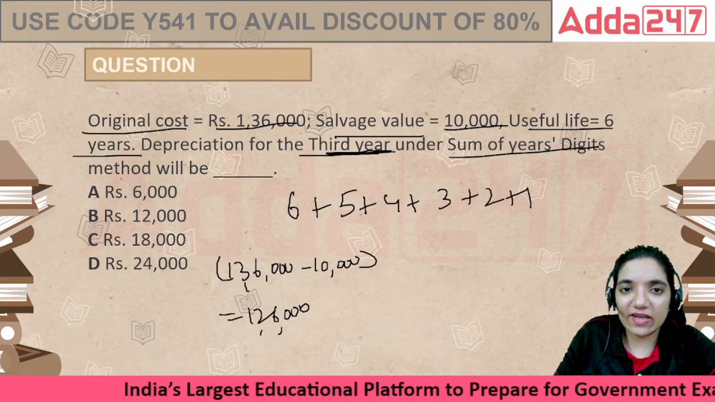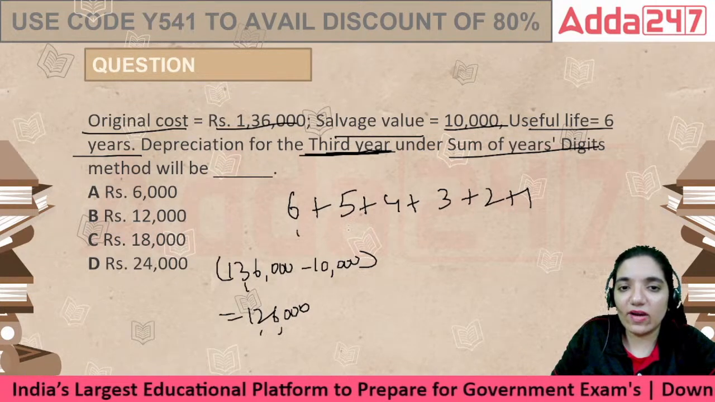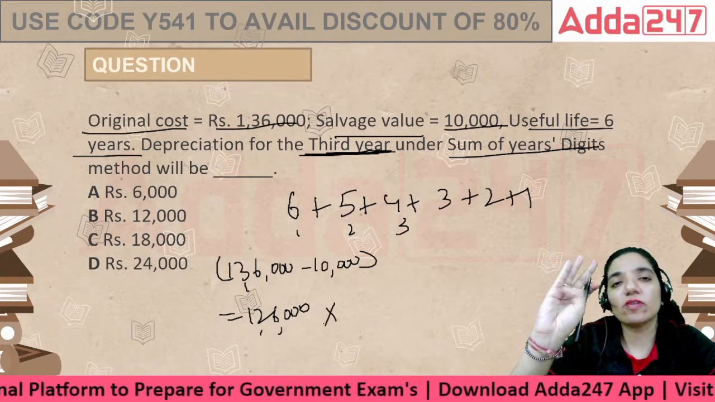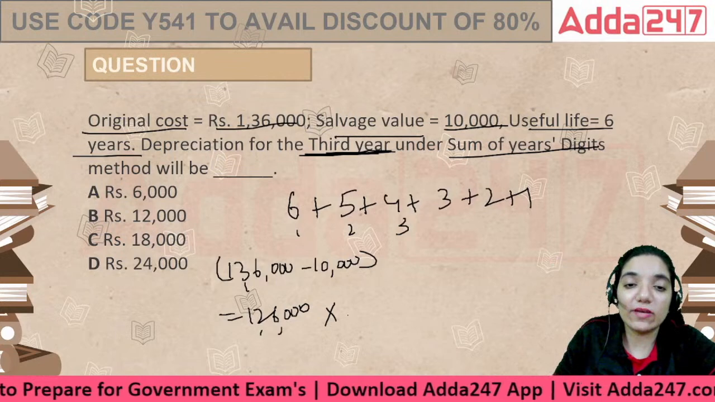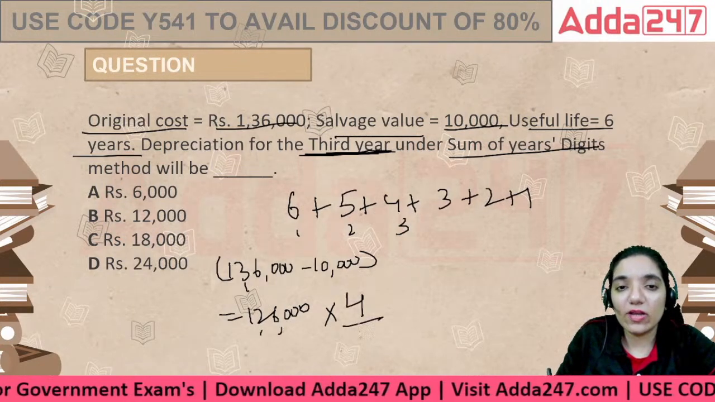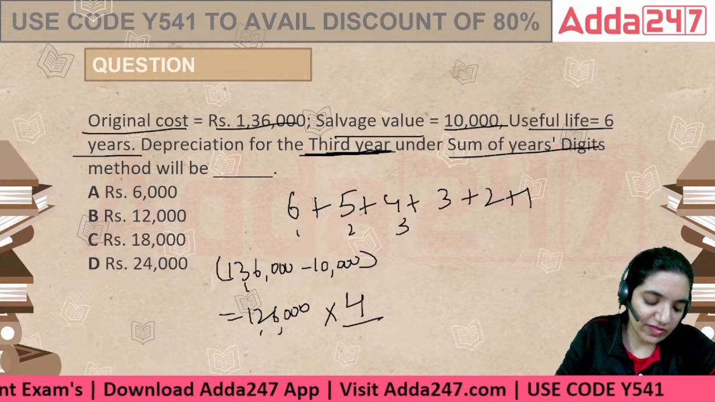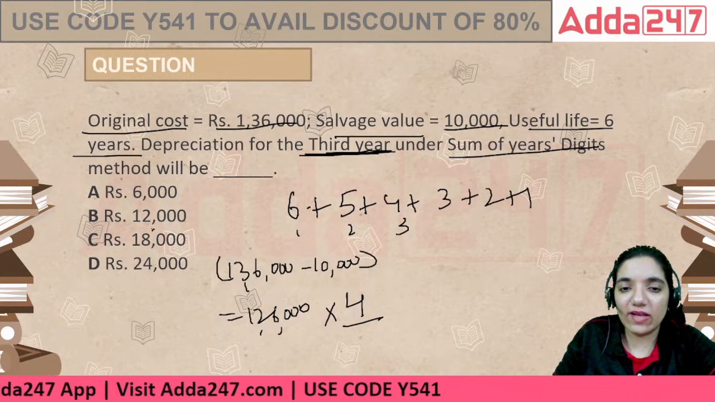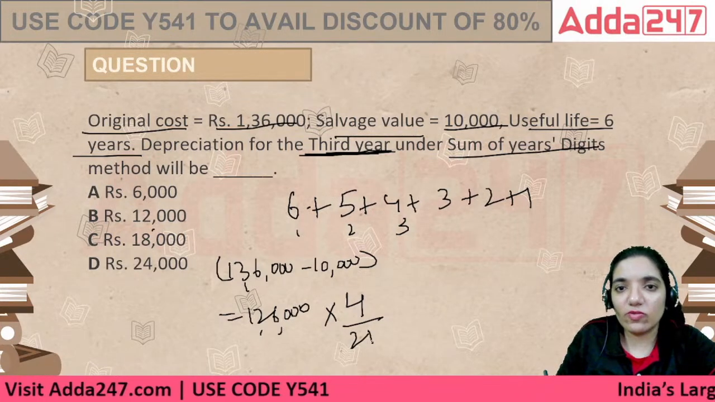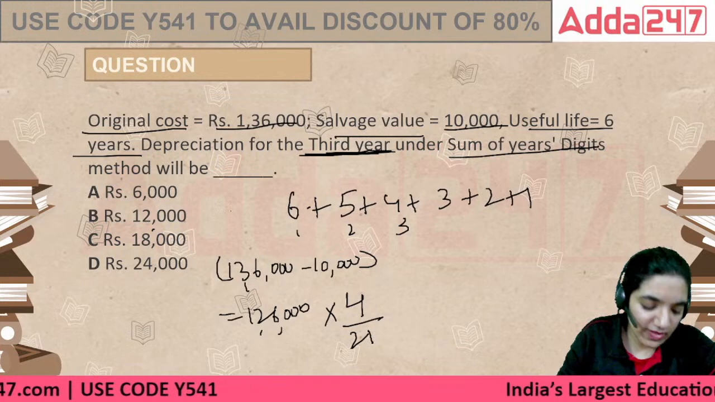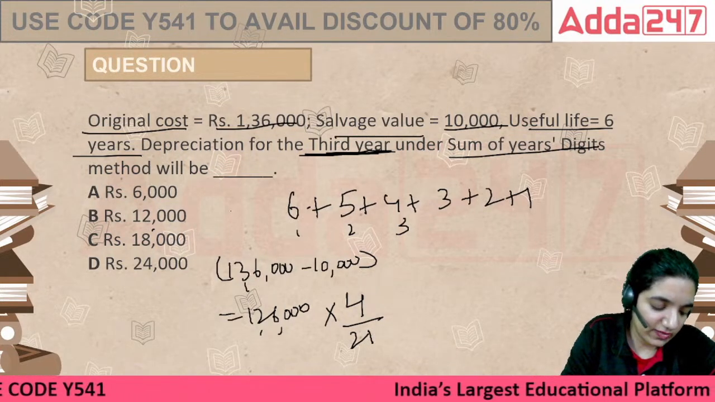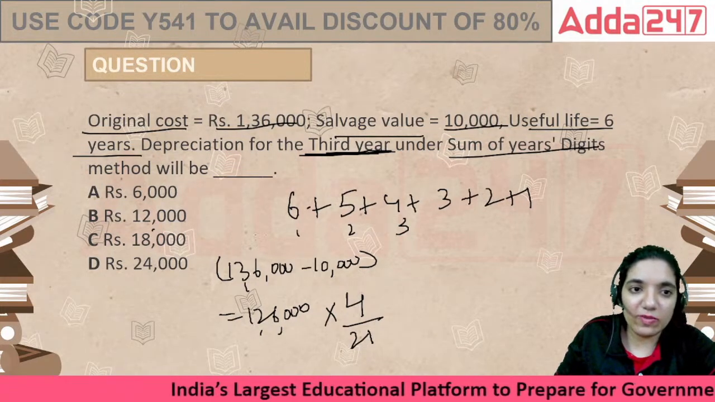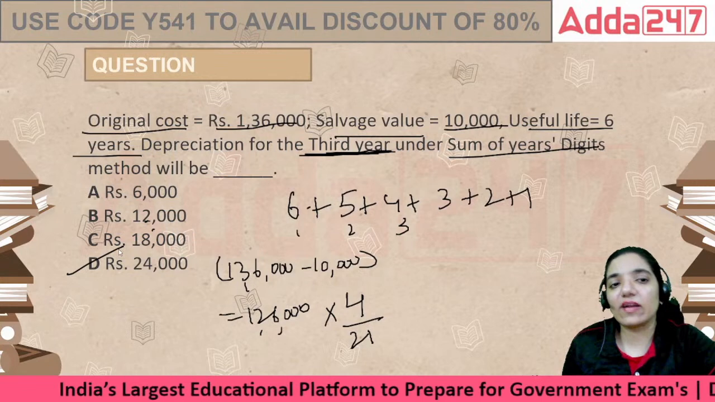Now currently we are standing at the third year, so it means 1, 2 and 3. But in the beginning of the third year we are left with third, fourth, fifth, sixth. The depreciation is still left for 4 years, so it would be 4 upon, what is the total of it? It is basically 6 plus 5 plus 4 plus 3 plus 2 plus 1. It gives us 21. So the depreciation would be 1,26,000 multiplied by 4 divided by 21. It would be 24,000 rupees. The correct answer is D.